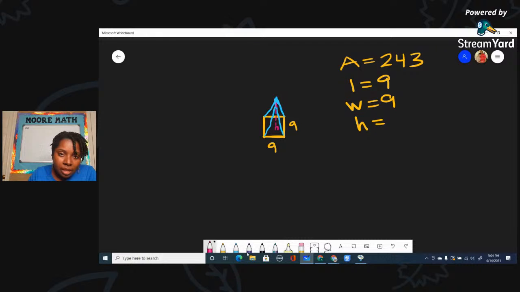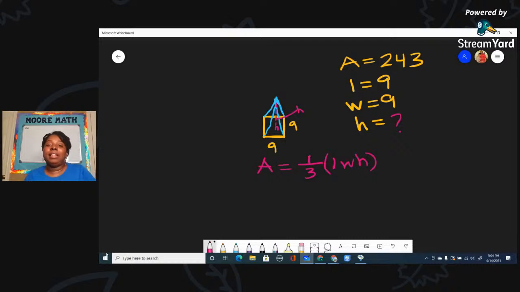What is the height? Okay, so we go back to our formula. The great thing about geometry is that there's always a formula, which is great. So just go back to that formula. The biggest thing is to write down everything they gave you. Write down everything you know.